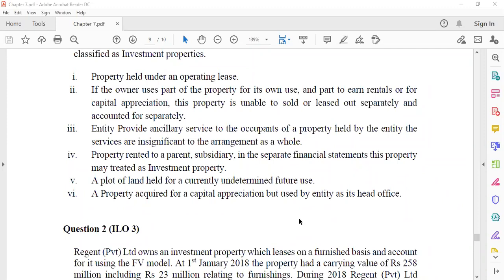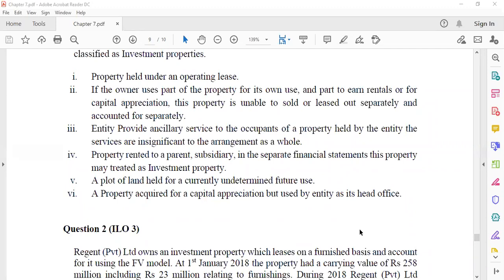If you acquired a property with the intention of capital appreciation, definitely it's an investment property. But after some time, you have switched the use. Currently, you are occupying that as a head office. So if you occupy that as a head office, then what is that? Head office, it's an owner-occupied property. Hence, it's a PPE. Yes, very correct, it's PPE. Right, so that is about the first question.